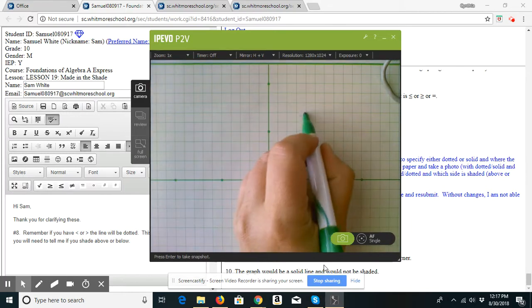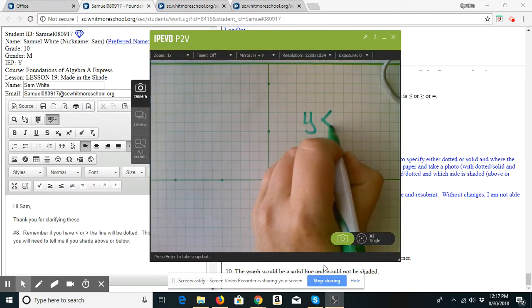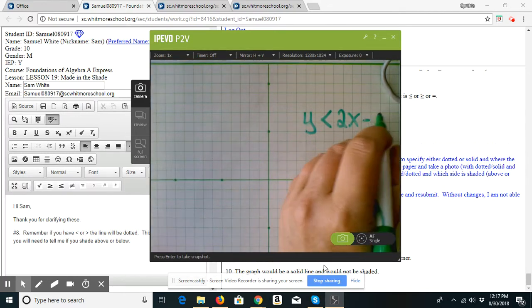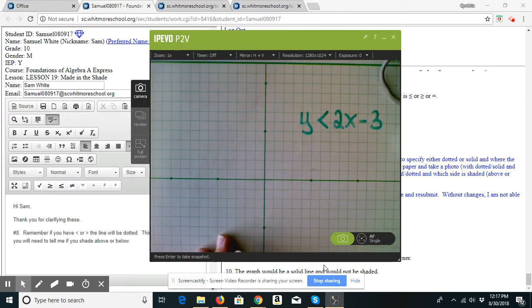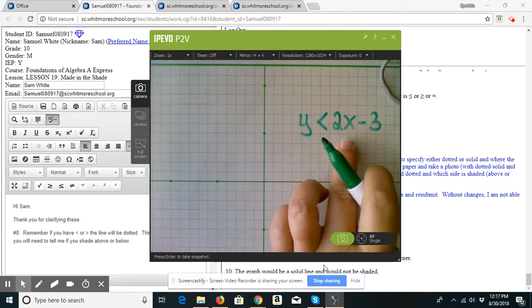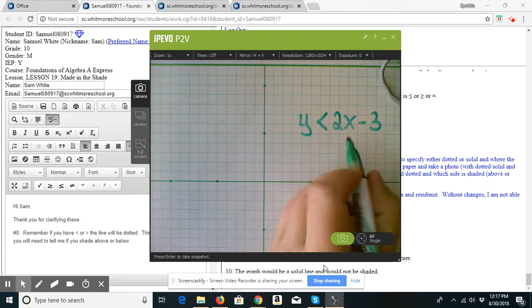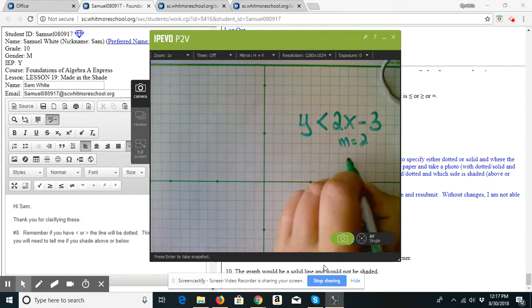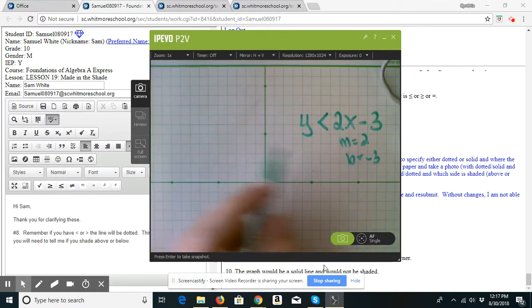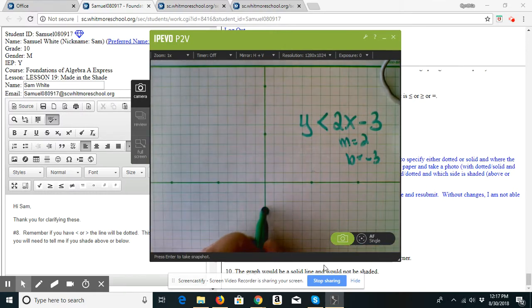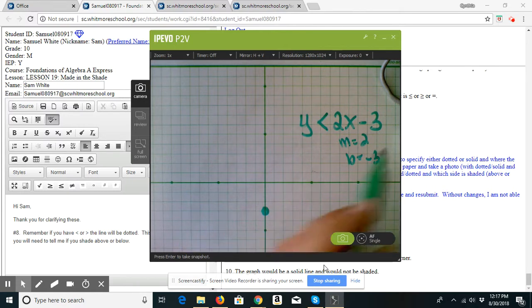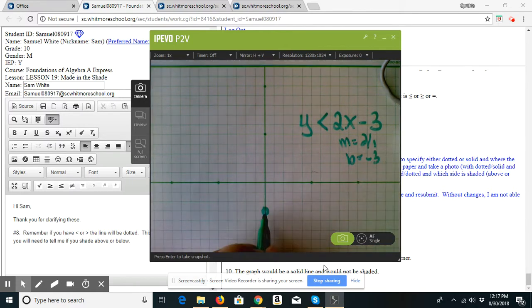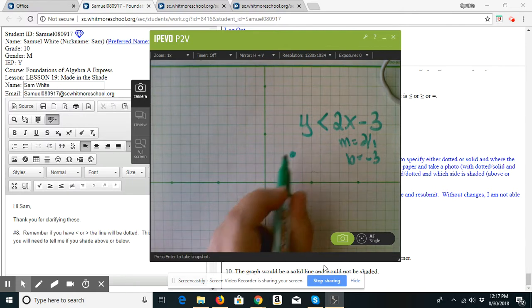So if I have y is less than 2x minus 3, I know that this is in the form y equals mx plus b. I know that m is 2 and b is negative 3. So I'm going to go to b is negative 3 and plot that on my y-axis. My slope is 2 over 1. That says to go up 2, right 1, up 2, right 1, up 2, right 1. I could keep doing that.